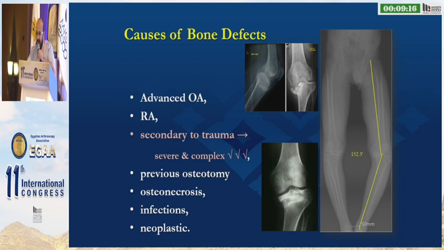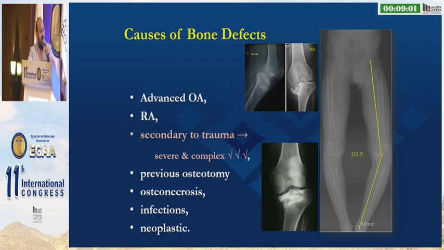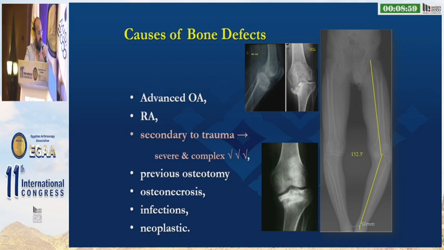Why we end up with bone defects? Advanced osteoarthritis, so like in this case with severe varus, you have got the classic posteromedial defect, rheumatoid arthritis, secondary to trauma, and the defects coming from trauma are usually severe and complex. It could be due to previous osteotomy, osteonecrosis, infections, neoplastic conditions, and so on.